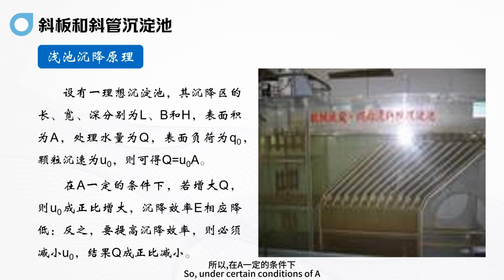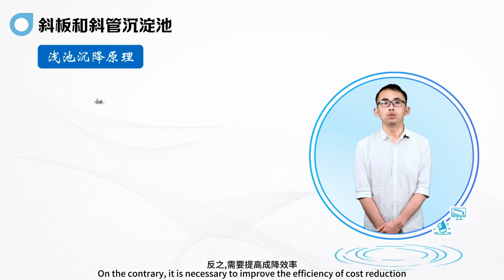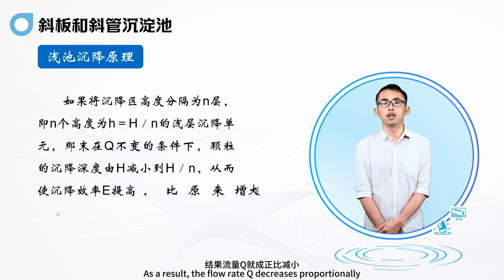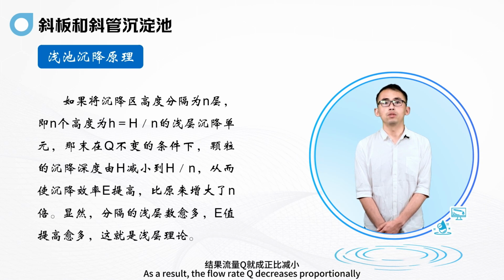So, under certain conditions of A, if Q is increased, then U0 increases proportionally, with a corresponding reduction in efficiency. On the contrary, to improve efficiency, U0 must be reduced. As a result, the flow rate Q decreases proportionally.